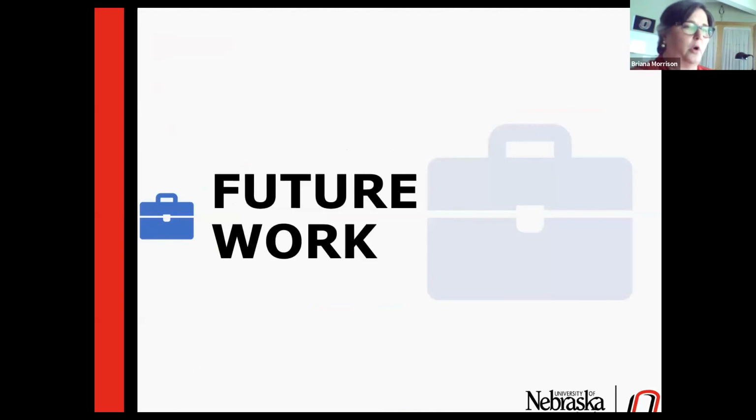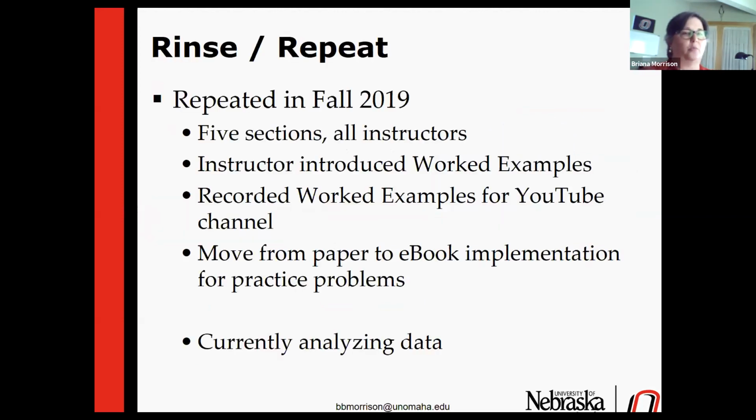So in terms of the future work, we have what I call rinse and repeat, which we repeated all of this in fall 2019, 5 sections, all the different instructors. And this time we asked everybody to introduce the worked examples and the Subgoal labels. That went for about 3 weeks, and the other instructor said, I'm not comfortable introducing Subgoal labels, you have to do this. So I went and then recorded videos, and then we said, students, please watch these videos before class. Guess what they didn't do? They didn't watch the videos.